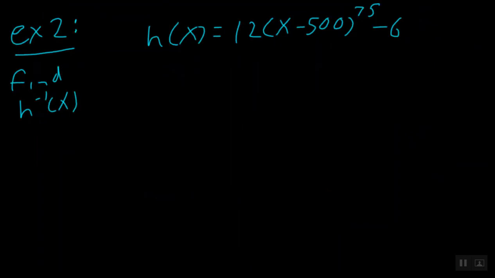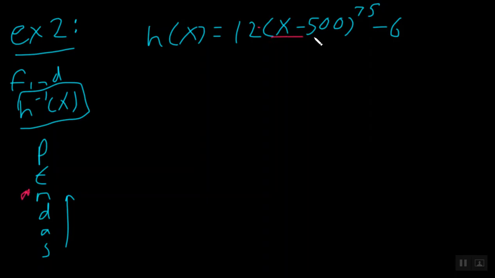Here in example 2, we have h of x is equal to 12 times x minus 500 raised to the 75th power minus 6. Now notice, we're going to find h inverse of x, and we're going to do PEMDAS in reverse at some point. So let's start by identifying what operations we see. I see that the 12 is being multiplied. I see that we have a parentheses. I see that we have an exponent. And wait a second, I even see we have some subtraction.